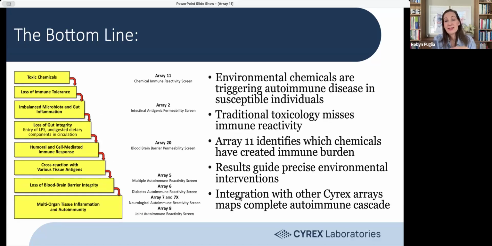So environmental chemicals are capable of triggering autoimmune disease in susceptible individuals. So Array 11 fits into the suite of Cyrex tests that helps us to assess not just whether or not chemicals are part of the adaptive immune responses for this individual, but also how that fits into our comprehensive assessment, whether or not we need to be thinking about autoantibodies, barrier permeability, or loss of tolerance in other areas. So it really integrates with the other Cyrex arrays to map out the autoimmune cascade.